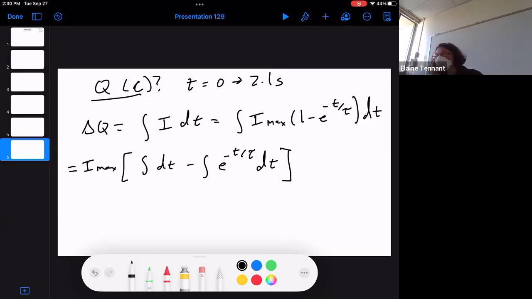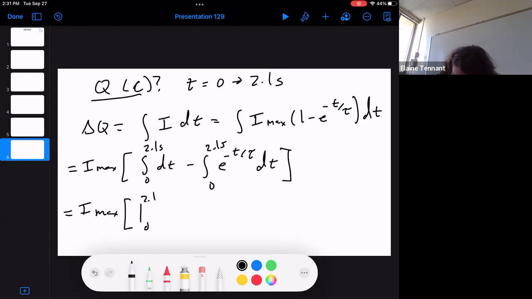What is the integral of dt? Is it 0 until 2.1? Oh, no. Okay, I like that. So you're very correctly throwing in the limits, right? And yeah, when you integrate dt, you get t from 0 to 2.1. Okay. So 0 to 2.1 of t. What about this second integral?